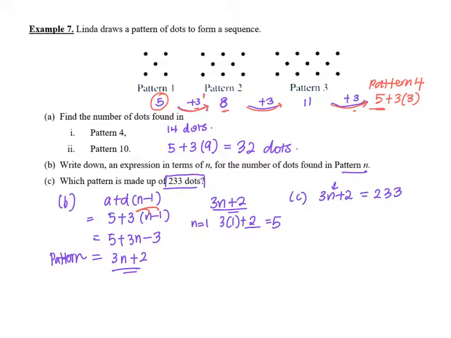So what am I going to do now? I'm going to group the like terms together. So 233, I'm going to migrate the 2 over, and that will become minus 2. 3n is equal to 231. And now let's divide by 3 to get the number n. And I got my answer to be 77. Which pattern is made up of 233 dots? It will be pattern number 77. Have you gotten the answer?